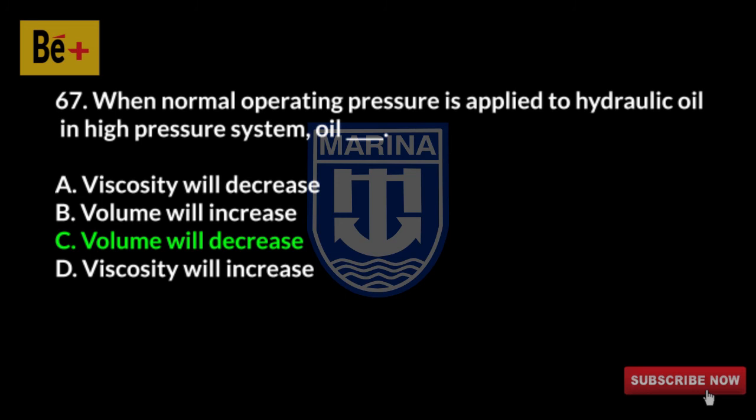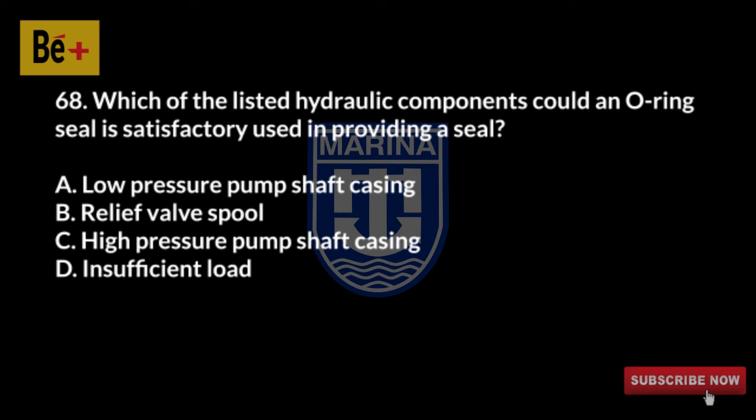The answer is C. Volume will decrease. Which of the listed hydraulic components could an O-ring seal be satisfactorily used in providing a seal? A. Low pressure pump shaft casing, B. Relief valve spool, C. High pressure pump shaft casing, D. Insufficient load.